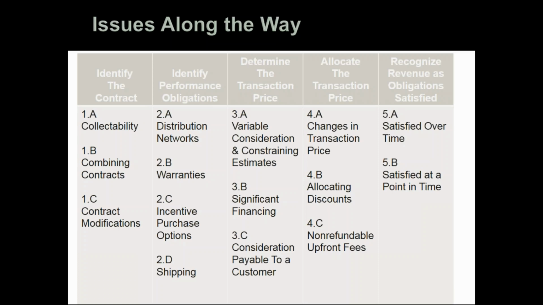So the first step is identifying the contract with the customer, and you need to be thinking about issues including collectability. If you've got separate contracts, when is it appropriate to combine them and really consider them as a single contract? And what do you do after you've established a contract if you modify it partway through the delivery?